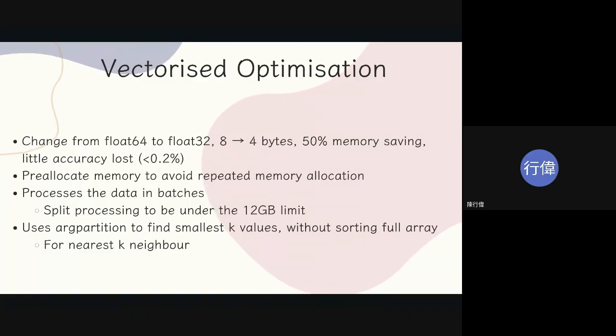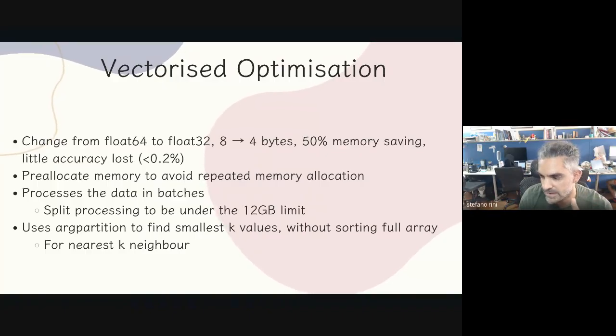so that we don't crash the Colab runtime. And lastly, another optimization that we did is we use argpartition to find the smallest k values without sorting the full array. So basically what argpartition does is that instead of sorting everything from smallest to biggest, it just identifies the smallest part without fully sorting the array, making it much faster in runtime.